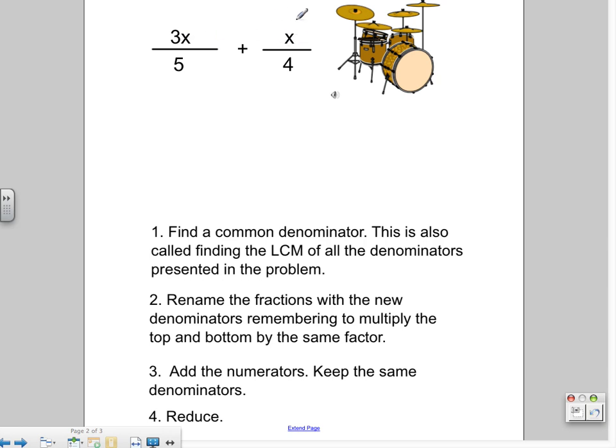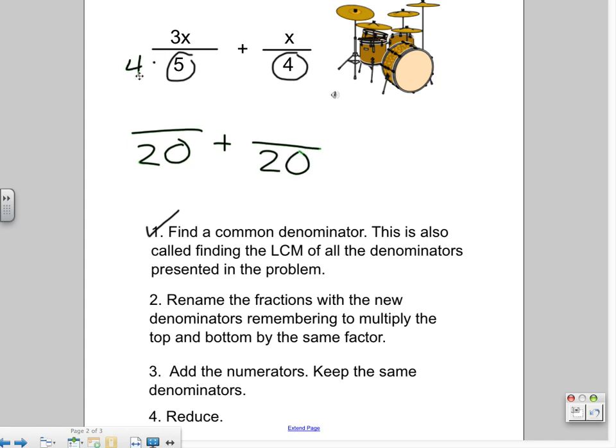So here we go. We've got x's in this problem. So this makes it an algebraic sum. So we want to find a common denominator. I'm still looking at two numbers, 5 and 4, in the denominator. So I want to figure out, okay, what do 5 and 4 both go into? 20 would be their least common multiple. So I'm going to check that one. And I'm going to rename the fractions with the new denominators, remembering to multiply the top and the bottom by the same factor. So my new fraction is going to have a denominator of 20.